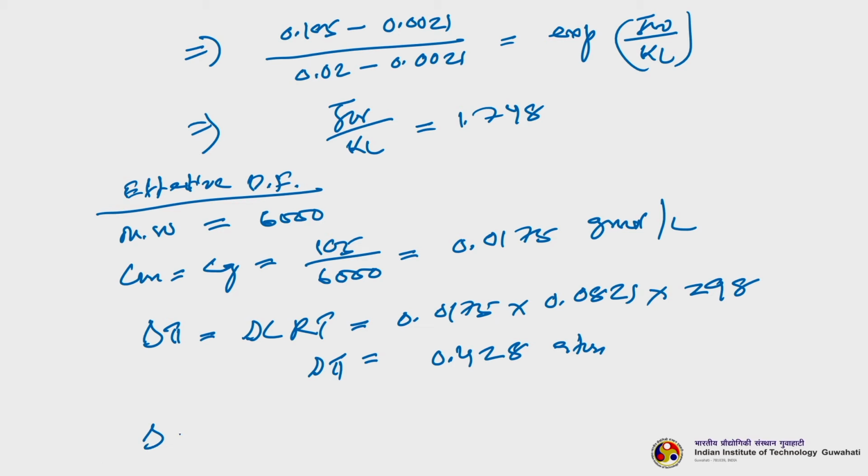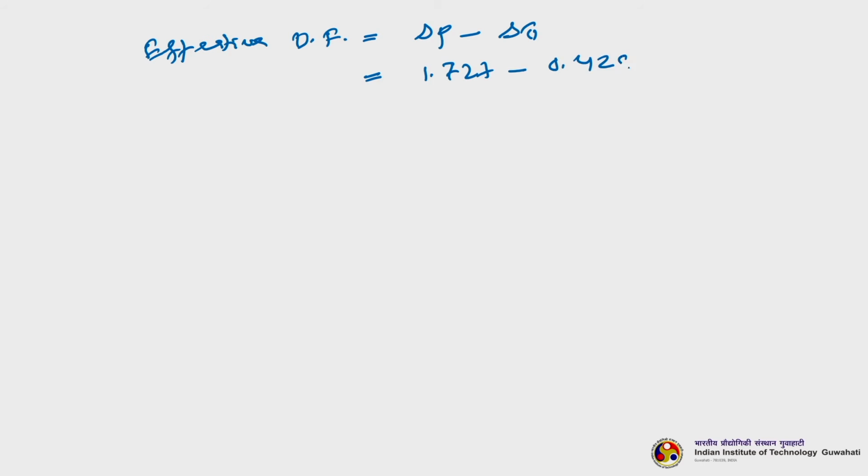And your delta P, the applied pressure difference, is given as 1.75 bar. We can write it in terms of atmosphere, so 1.727 atmosphere. Always be consistent with the units, that is very important. So, your effective driving force is nothing but delta P minus delta pi, that is 1.727 minus 0.428. So, the effective driving force is 1.299 atmosphere.